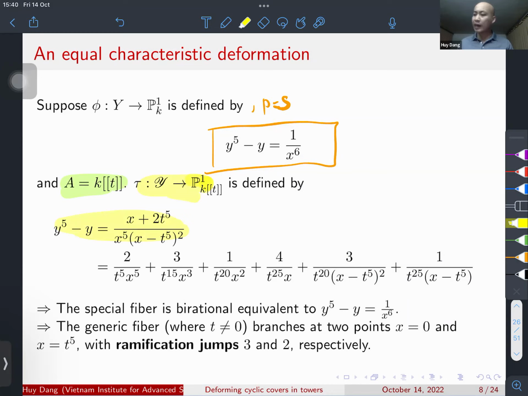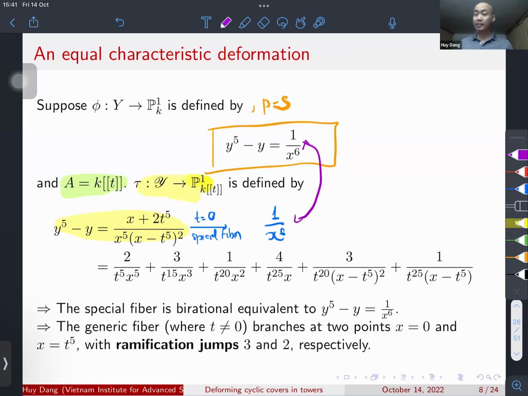So why is tau a deformation of phi? Well, one of the things you can see is, if you look at the special fiber, when T is 0, and you plug in 0, the right hand side becomes 1 over x to the 6. So they coincide with the right hand side of this.